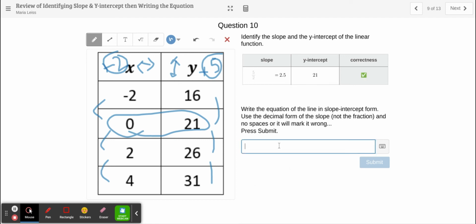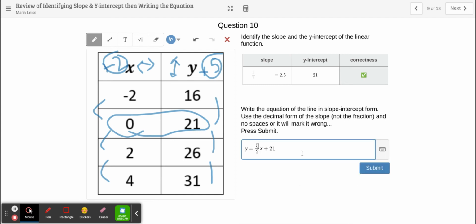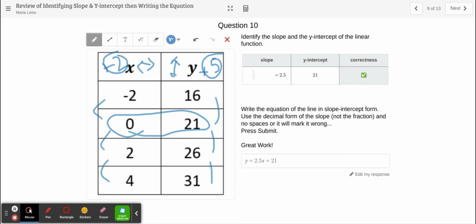Now, this one is written funny. I don't know why they did the coding this way, but normally we would say y equals 5 over 2 x plus 21. But when I go to check it, it tells me I'm wrong. That's the correct equation. However, the coding on this one, like I said, is weird. So we're going to try the decimal. Decimal works.